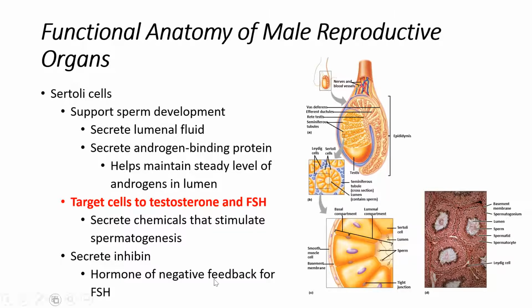Sertoli cells also secrete inhibin, and inhibin is a way to negatively feed back onto the anterior pituitary and to shut off FSH production, which is the precursor to Sertoli cell and to sperm development. So basically, when we have enough Sertoli cells producing enough sperm, the level of inhibin will rise, and that will be a negative feedback signal to shut off the production of FSH from the anterior pituitary.